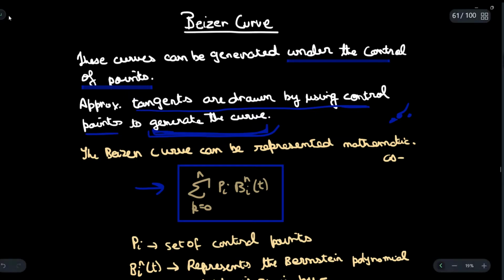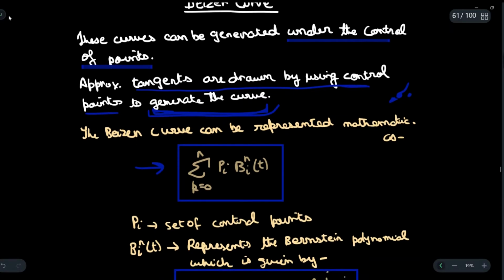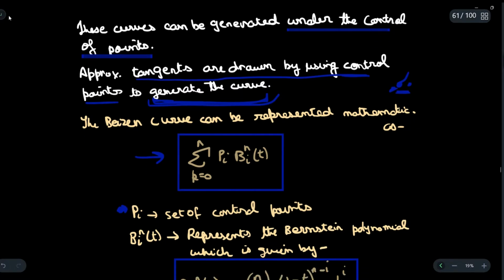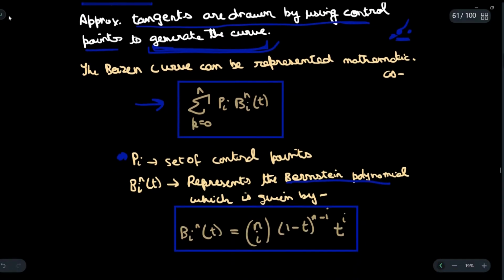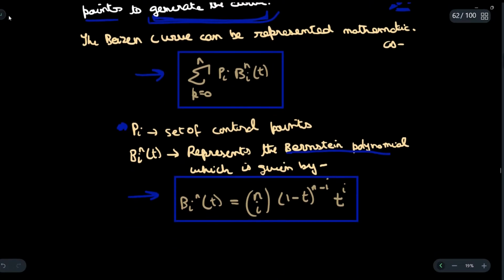Now Pi is the set of control points, that is these points as we discussed before. Pi represents the control points and Bi,n represents the Bernstein polynomial. Now what is the Bernstein polynomial? The Bernstein polynomial is given by this equation, that is Bi,n(t) is equal to n choose i into (1 minus t) to the power n minus i, into t to the power i.